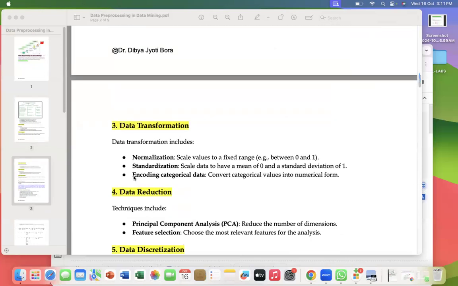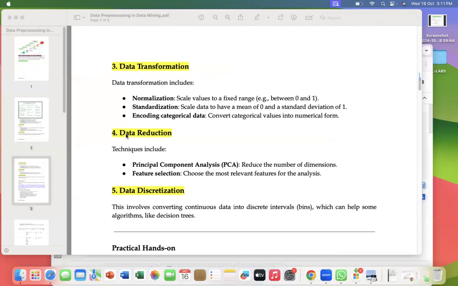Now, after that, data transformation, where we deal with normalization, standardization, and coding categorical data. Yes, data may be either categorical or numerical. Can you give me an example of categorical data?